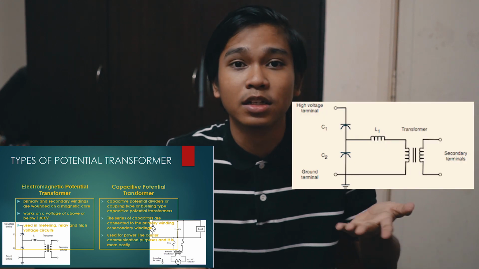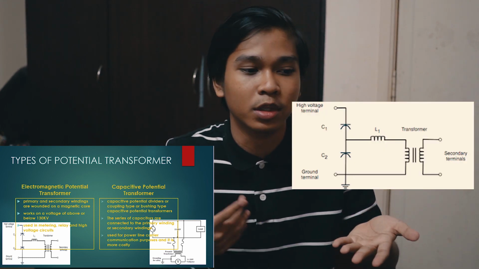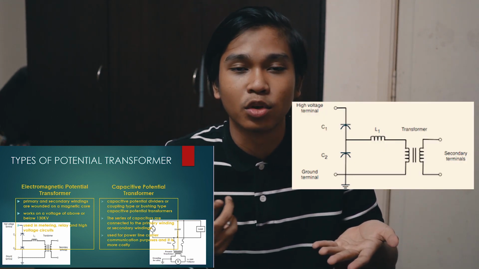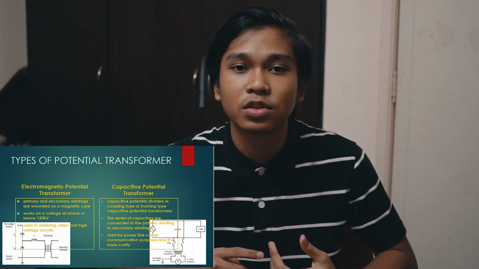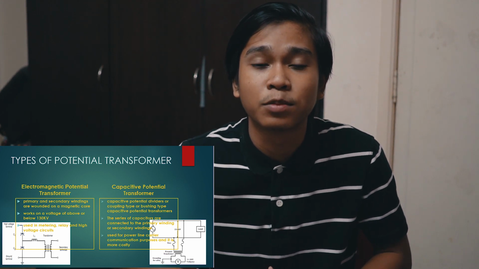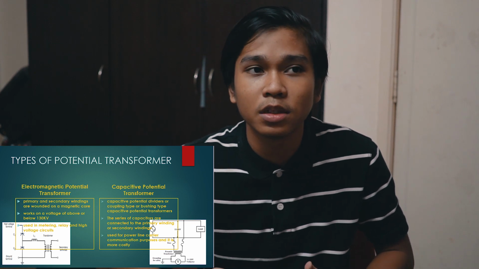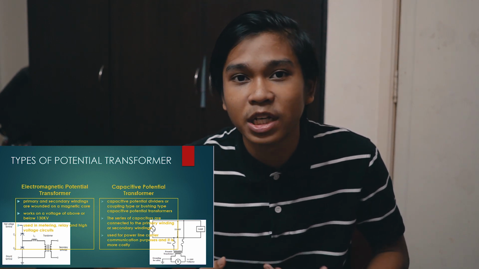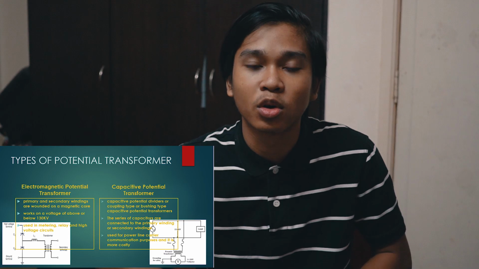Next, the capacitive potential transformer. So here is the construction. You can see I will place a photo of the construction of it. It is also known as capacitive potential dividers. A series of capacitors are connected to the primary winding or secondary winding. Capacitive potential transformer is used for power line carrier communication purposes and it is more costly.